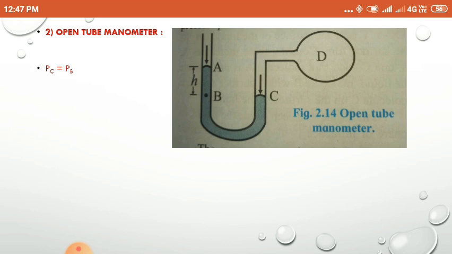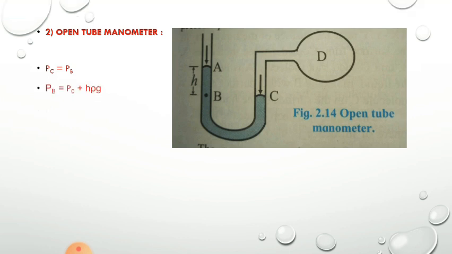The pressure at point A is atmospheric pressure P0, because this arm is open to the atmosphere. To find the pressure at point C, which is exposed to the pressure of gas in the container, we consider a point B in the open arm of the manometer at the same level as point C. The pressure at points B and C is the same because they are at the same height. The pressure at point B is therefore given by Pb equal to P0 plus H rho g, the equation we derived in the previous video.